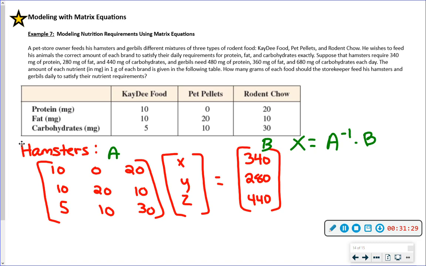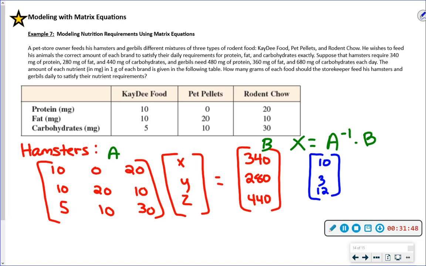So you should end up with a 3x1 matrix answer. What did you get in that 3x1? 10, 3, 12. You should get 10, 3, 12. Okay, so Lord help us, we still got to do the gerbils.